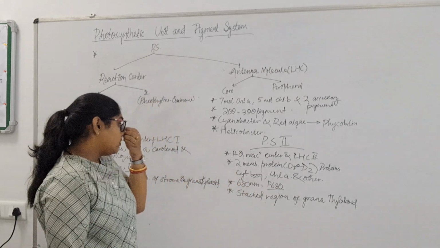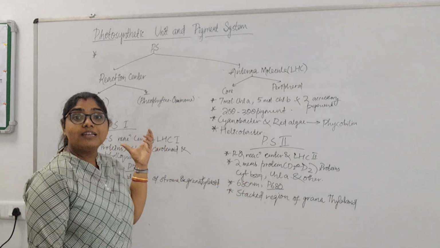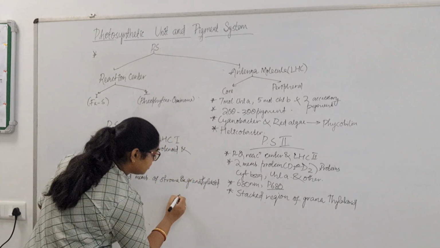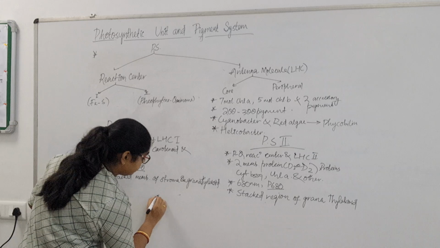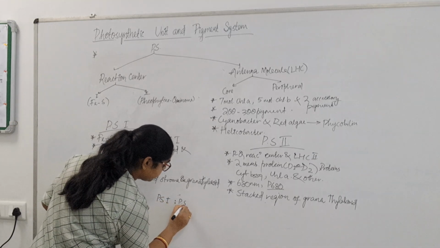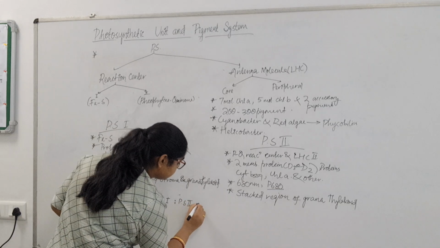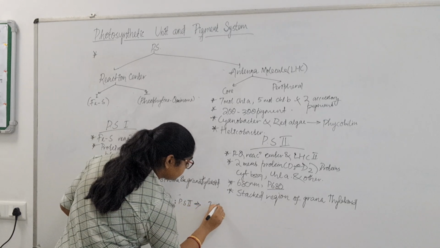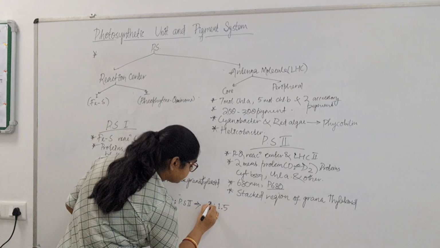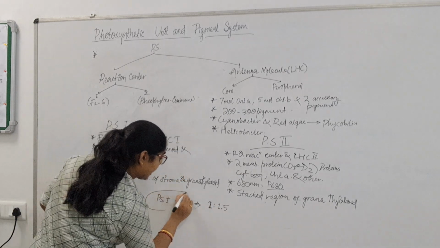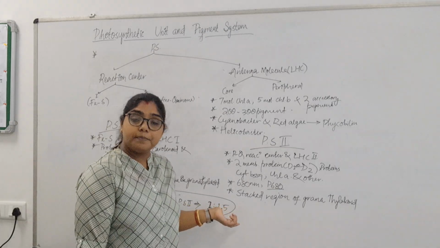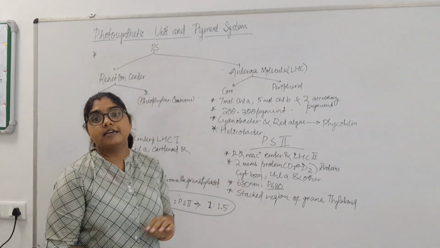Now the ratio of the number of photosystem 1 to photosystem 2 is 1:1.5. Okay, and this number can change depending upon different light conditions.